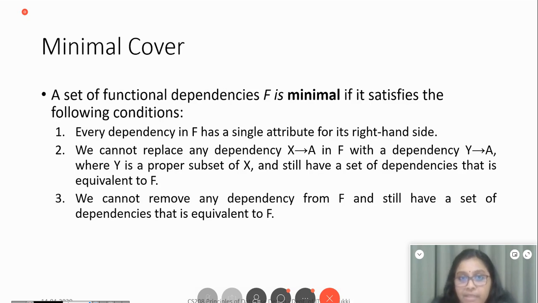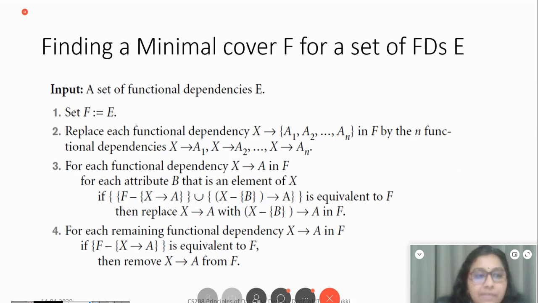If there is a redundant FD, you can always remove that and still have an FD set that is equivalent to the original set of FDs. Okay, so these three are the properties. Okay, here we have an algorithm.